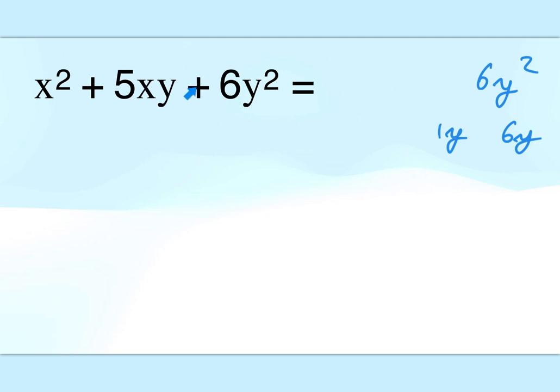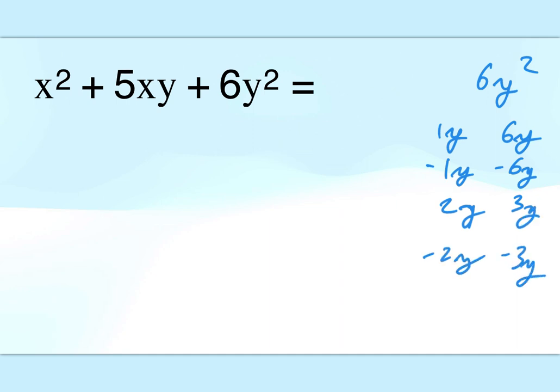And it multiplies to a positive, which means they're either both positive or both negative. So negative 1y, negative 6y, 2y, 3y, negative 2y, negative 3y. And then I look and say, do any of these pairs add to 5xy? Wait a second. No, they only add, like this one will add to 5y, but not 5xy.